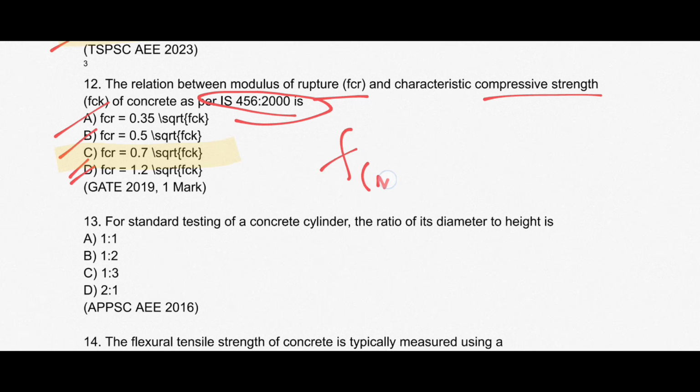మనకు తెలుసు FCR is equal to 0.7 under root FCK. ఇది ఫార్ములా.